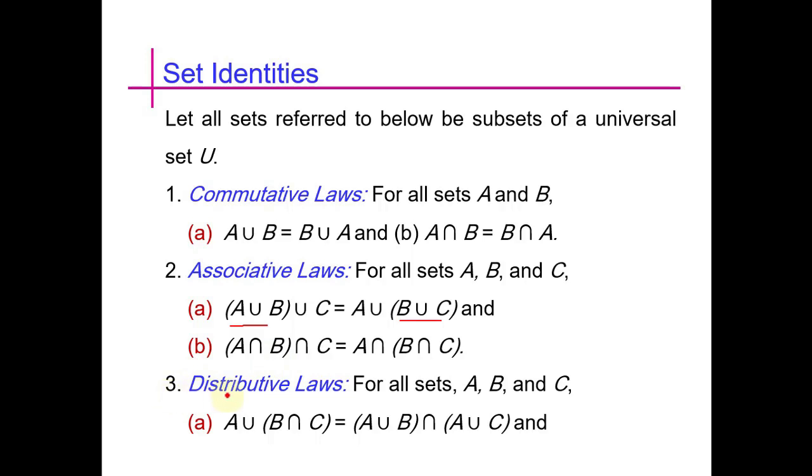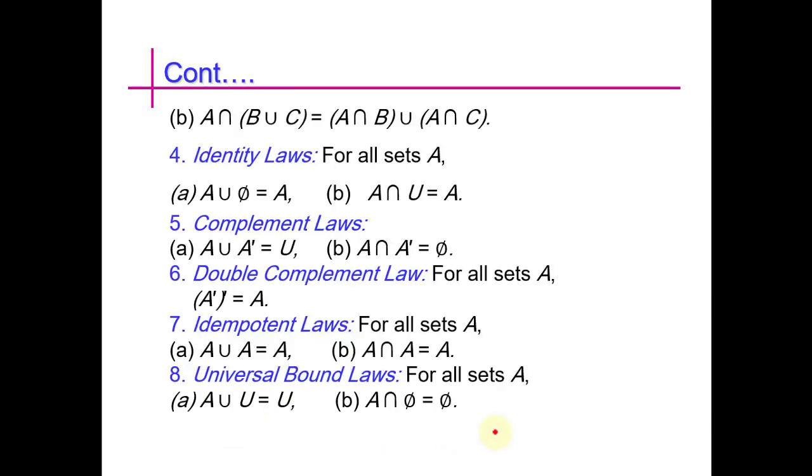And the third property is distributive laws. So in distributive laws we have three sets A, B and C. So this is the distribution of a union over intersection. So it will be expanded as A union B intersection A union C. And similarly this is intersection over union. So in this distribution we see we get A intersection B union A intersection C.